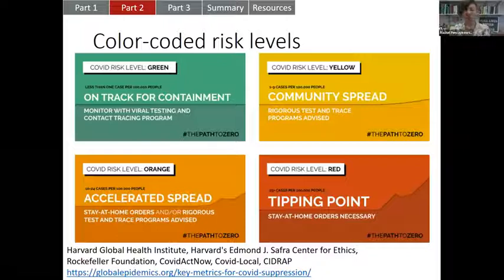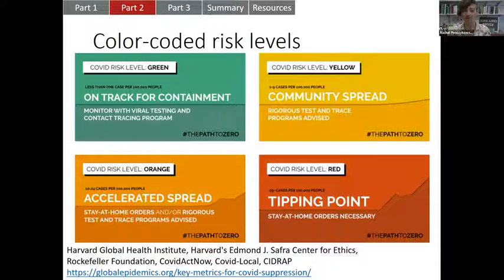And so one tool that has been developed for trying to help humans understand our risk are these types of color-coded warning levels, which are all fairly intuitive from other cultural references, traffic lights in particular. And so this is the color scheme from the Harvard Global Health Institute, the globalepidemics.org webpage, where they have these risk levels ranging from green to red, where green is really great, you're on track for containing this disease.